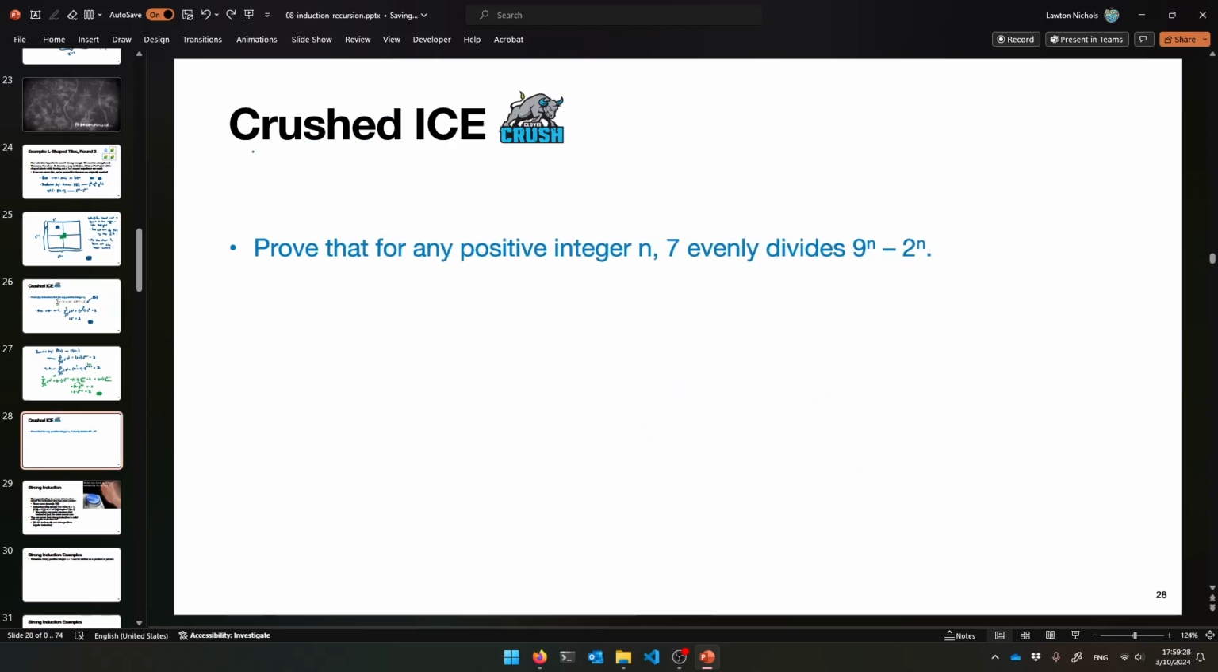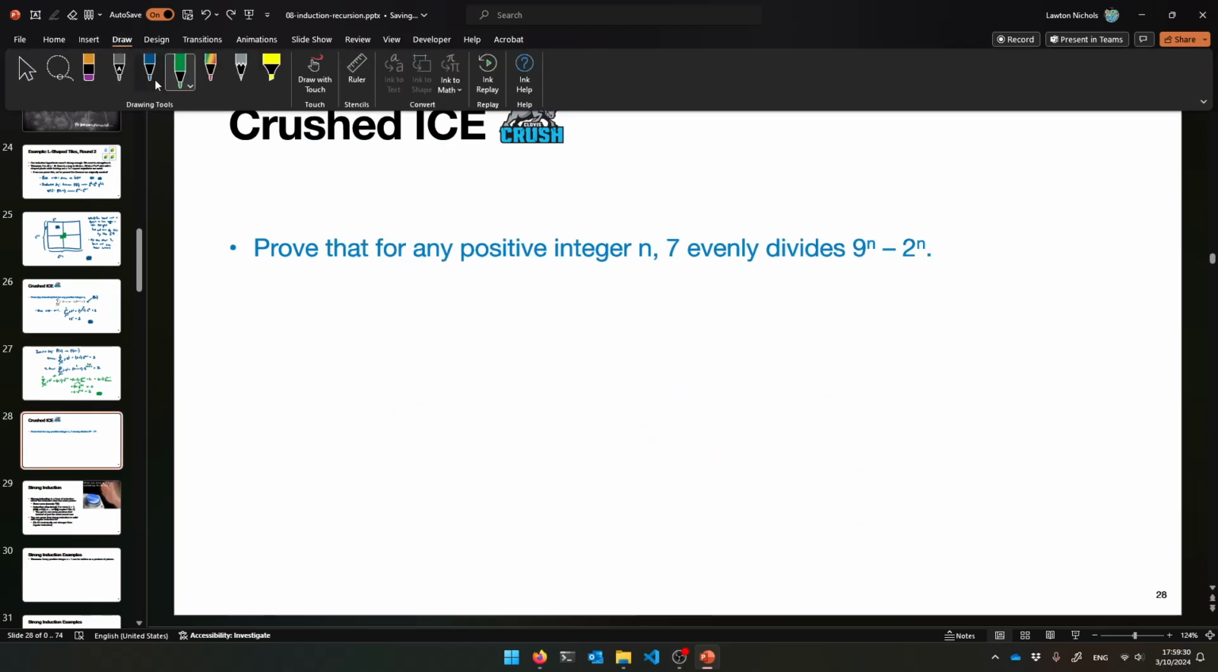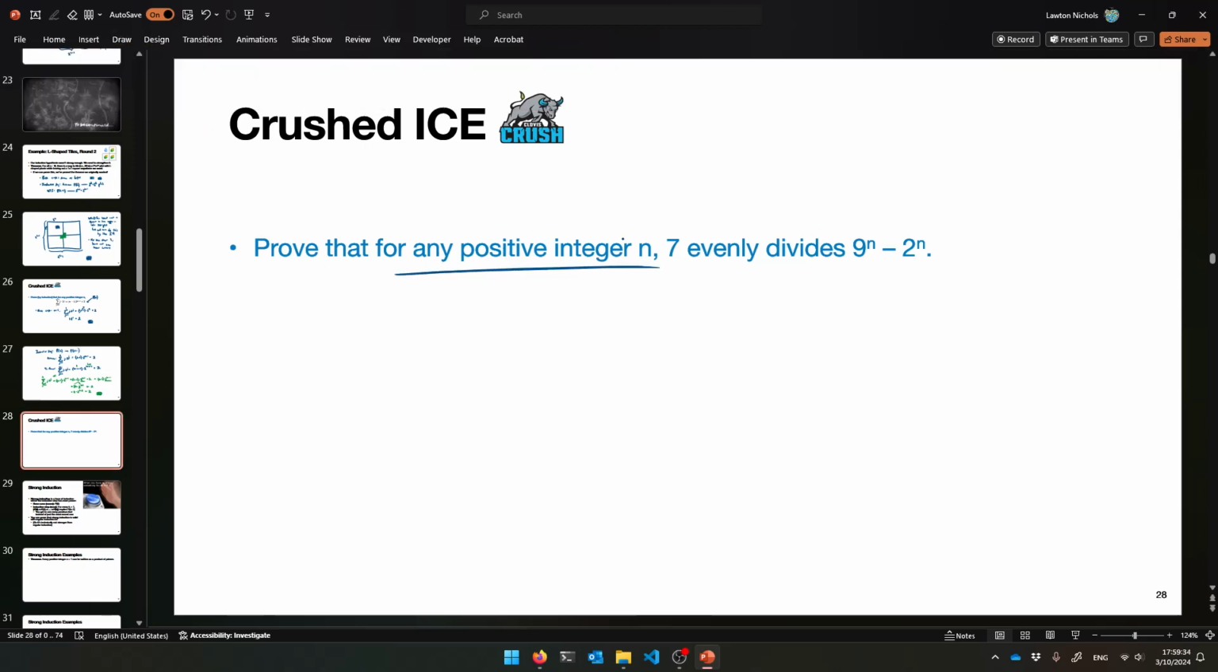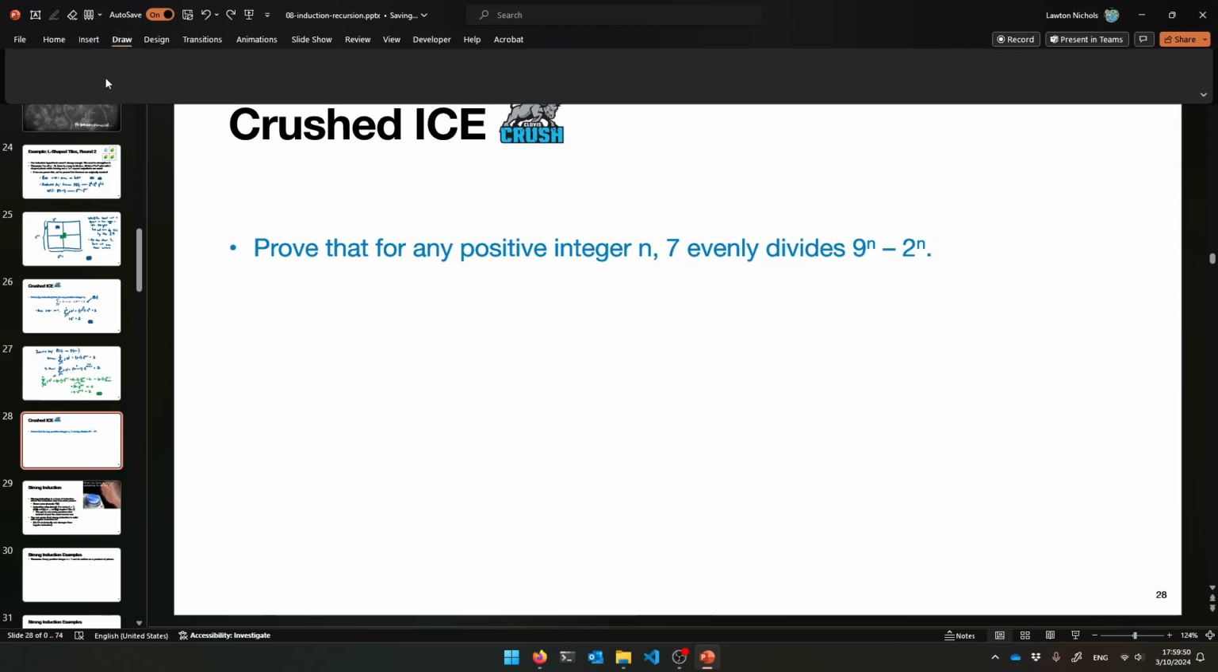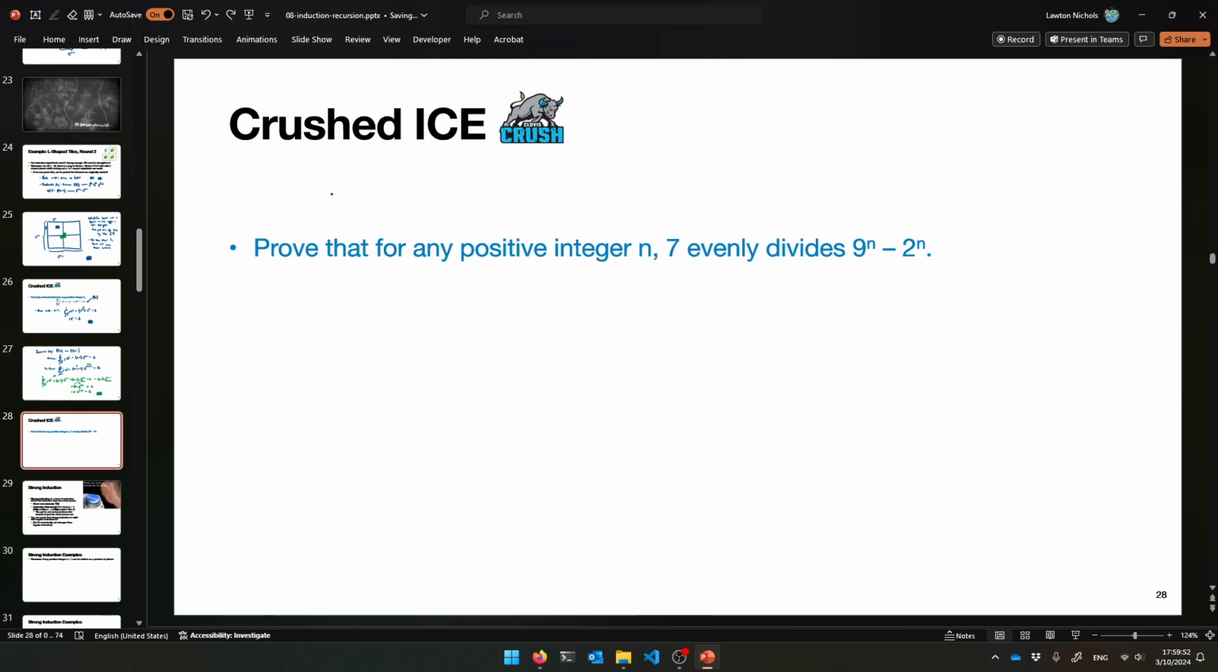Here's another one for you to try. This one is some more number theory. So let's say I want you to prove this. Prove that for any positive integer, and so starting at 1 again for your base case, every positive integer, 7 evenly divides 9 to the n minus 2 to the n. So 7 is always a factor of that weird looking thing. So prove that. What's your base case? What's your inductive step? First of all, what's your P of n? And then give that a try.